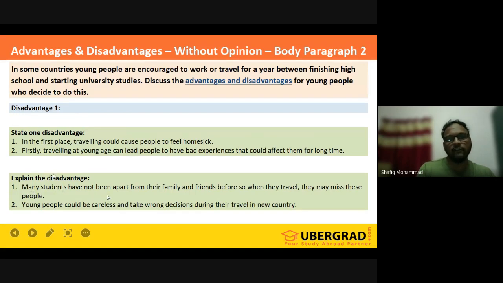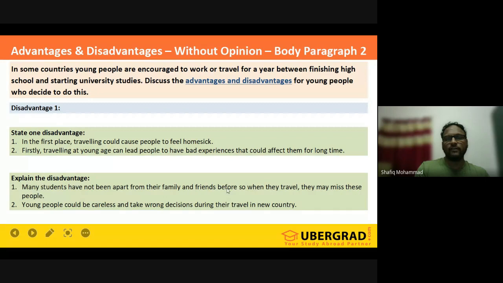So yes, and for the above sentences, you're just explaining them. Many students have not been away from their family and friends before. So apart from their family, they would never have gone to any other place, for example, or they even studied in the same college, I mean, within the same city. Some students, some people, right? So all of a sudden they go to a different country, a different place, not only a country but a different state or a different place. They get homesick, right? So he's explaining that homesick thing for the above point.